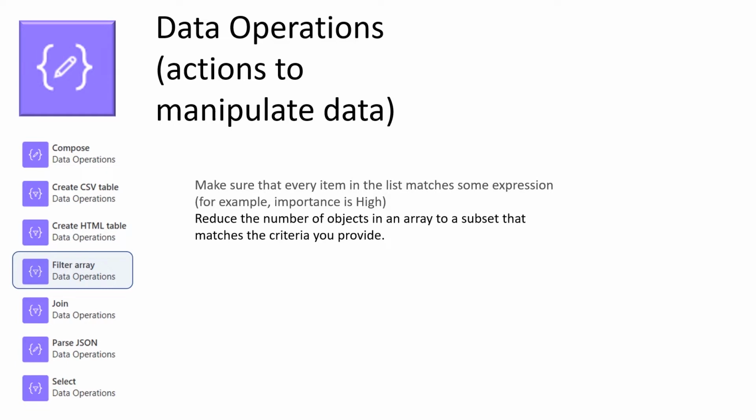The filter array is another data operation action that is working on an array and allowing you to filter it, as it sounds like. So the idea being that you could reduce the number of things in your array so that just matching criteria that you provide. So the certain array element where it matches some particular value.